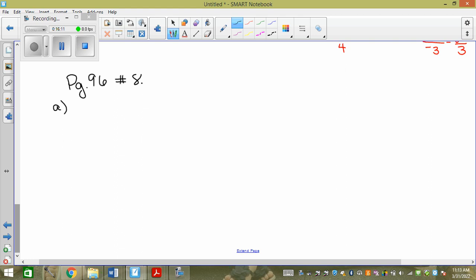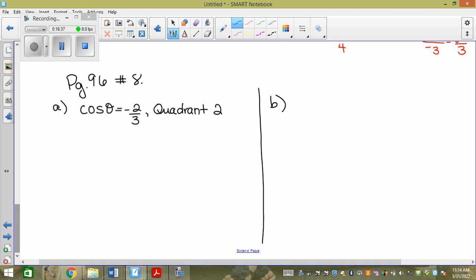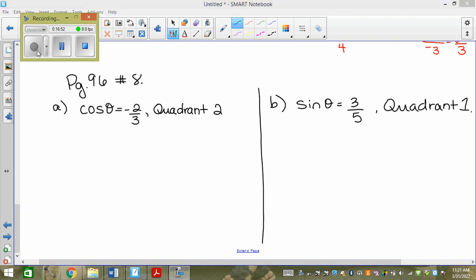So A is cos theta equals negative 2/3, quadrant 2. I want the standard position angle and the two missing trig ratios. And then B, sine theta equals 3/5, quadrant 1. Try those two. We have to label it.